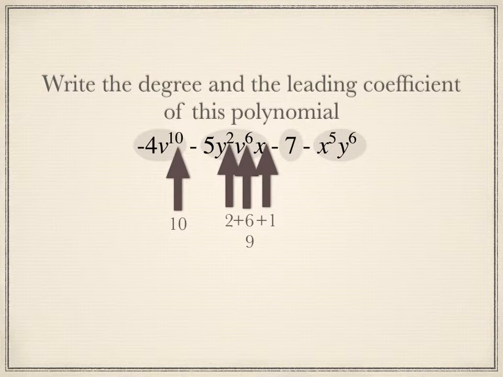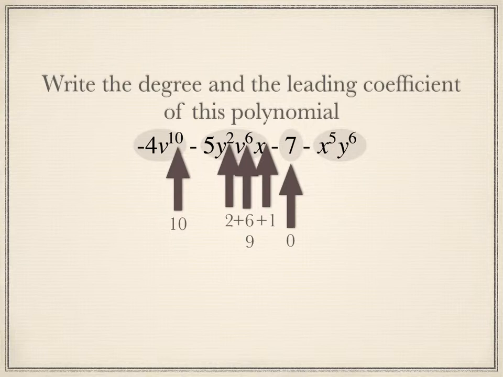So the first term, the degree is 10. The second term, the degree is 9. And then we're going to jump to our next term. Notice that we don't have a variable on this one. So because we don't have a variable, we know that the exponent on our variable is 0. Because it would just make it a 1. And 7 times 1 is just 7. So once again, if you just have a coefficient as a term, the degree is always going to be 0.